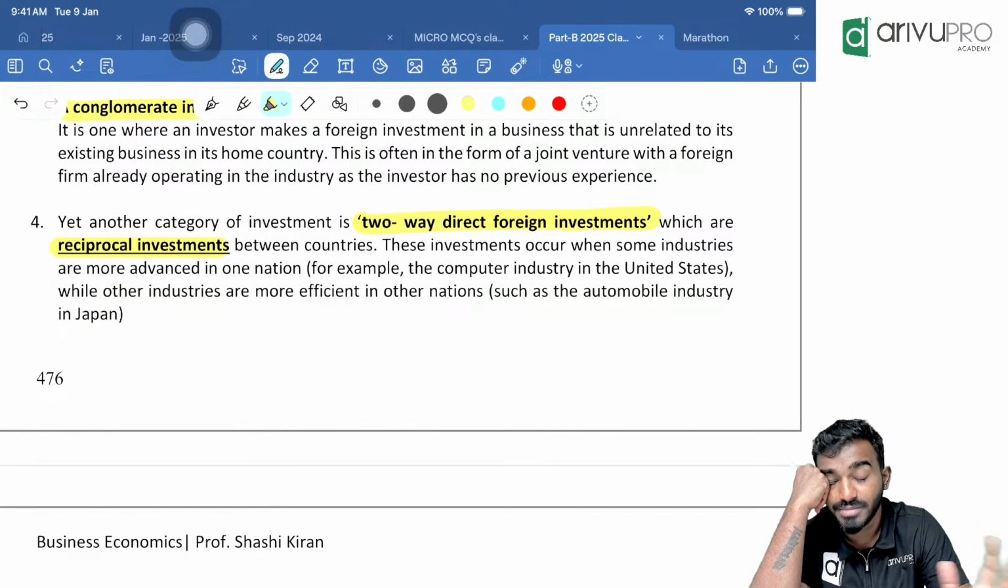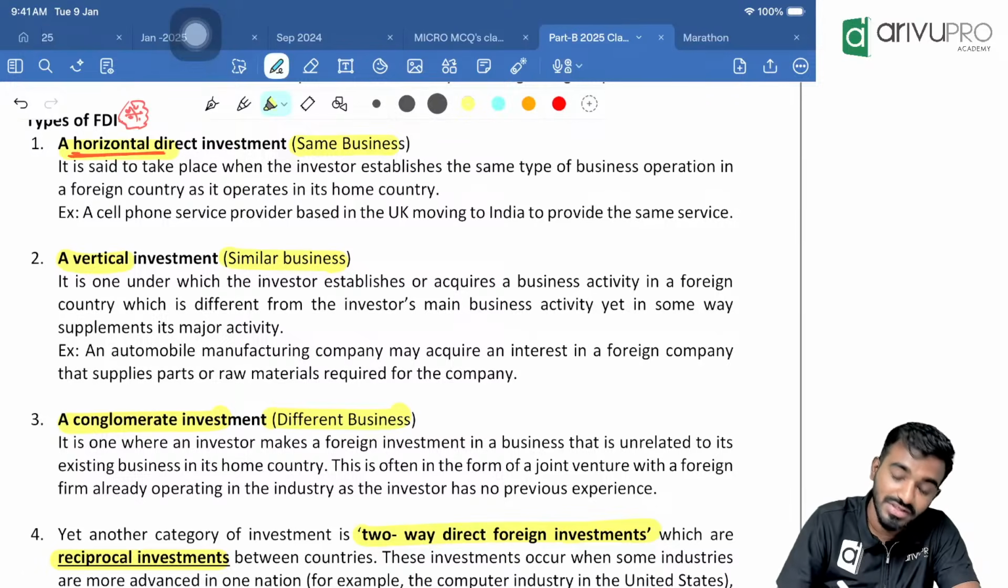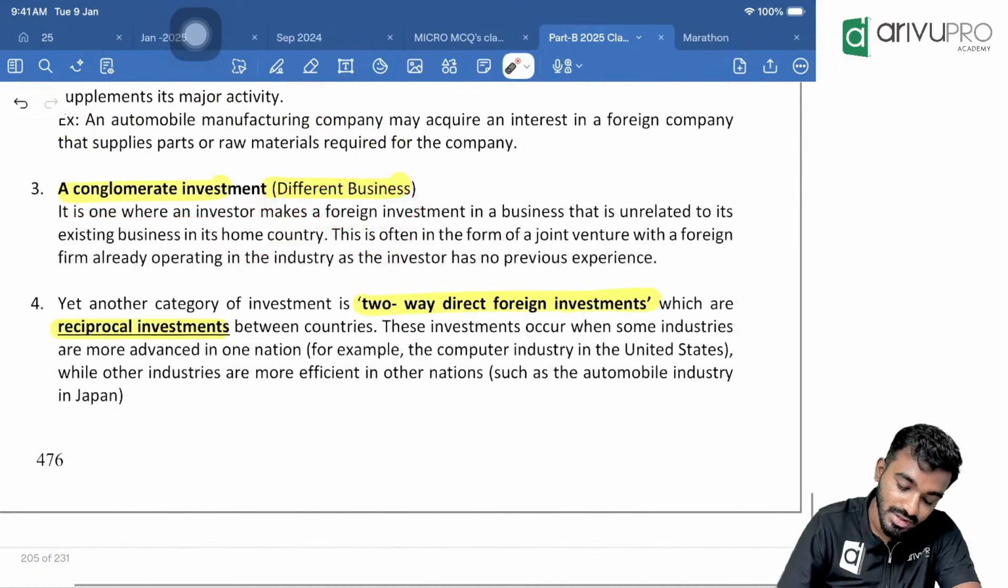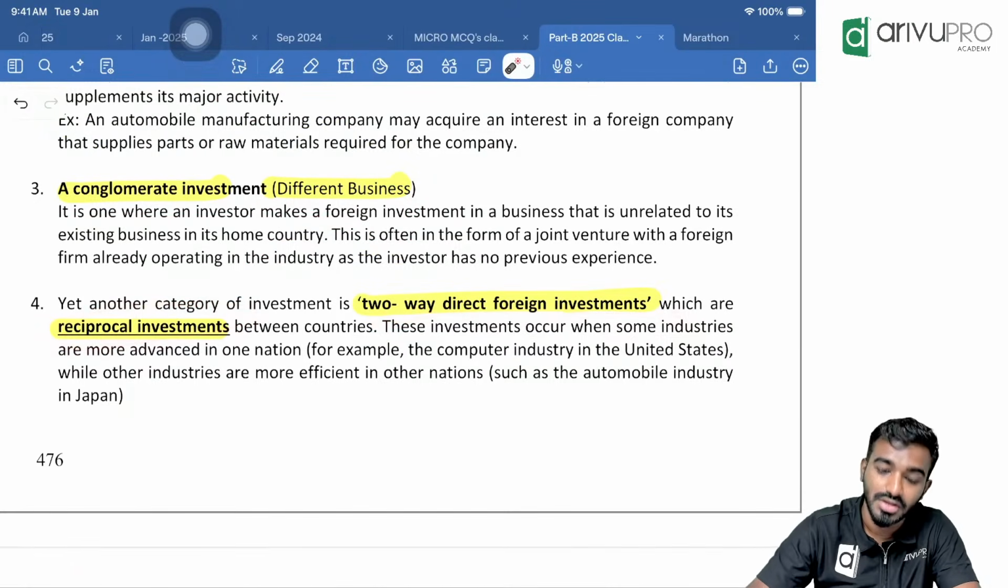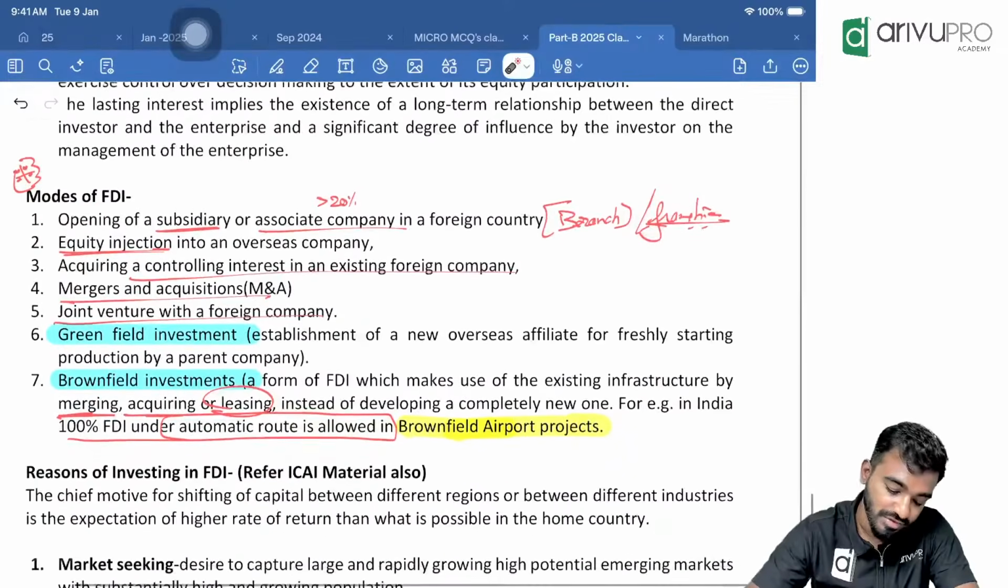This is the most repeatedly asked exam question. Horizontal direct investment is the same business. Vertical is a similar business. Conglomerate is a different business. Two-way direct investment is a reciprocal investment. So these are the 4 types of FDI, and the modes of FDI, I already spoke about.